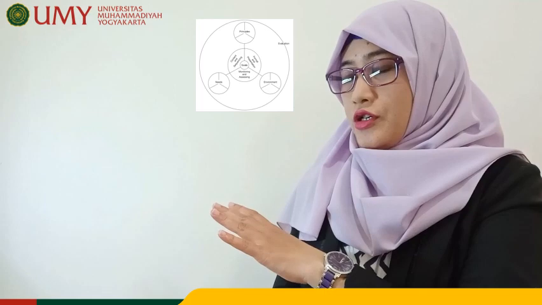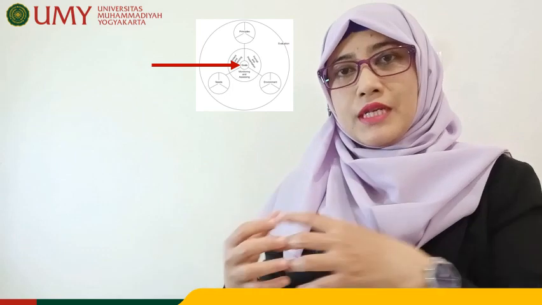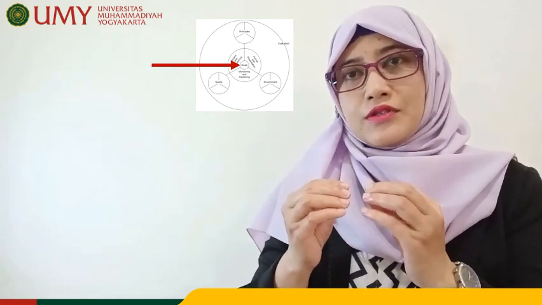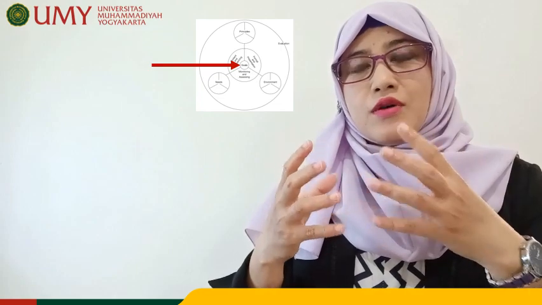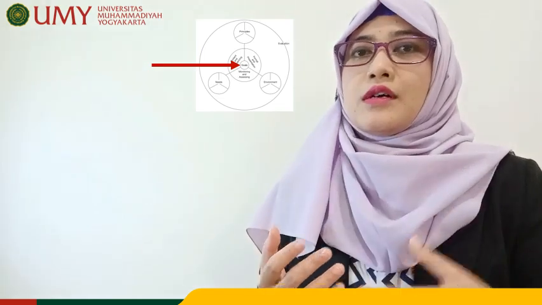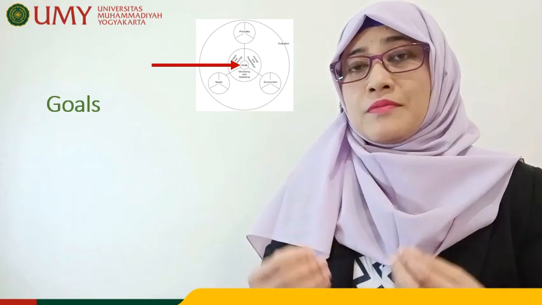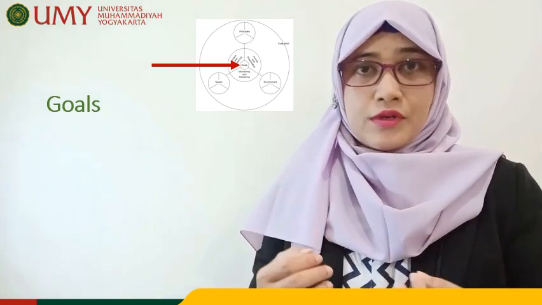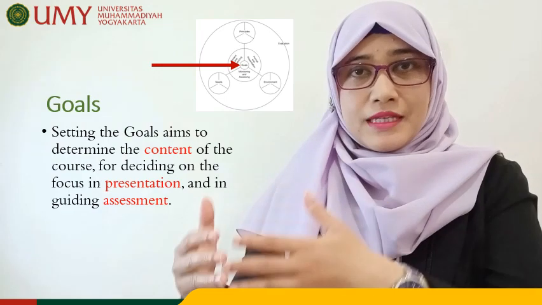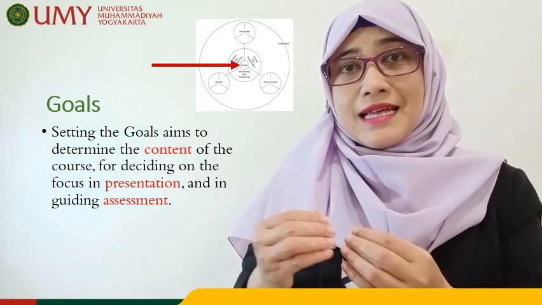Now we come to the part that is the core of a curriculum. As you can see in the picture, there is this one tiny circle in the middle, but it's in the core. It is placed in the center because it will affect all of the parts that will be decided in a curriculum. This part is called the goals. Goals should be made in the beginning of the process of designing curriculum because it's going to help decide the content of the course, how you would present the course, and also how you would assess the course.